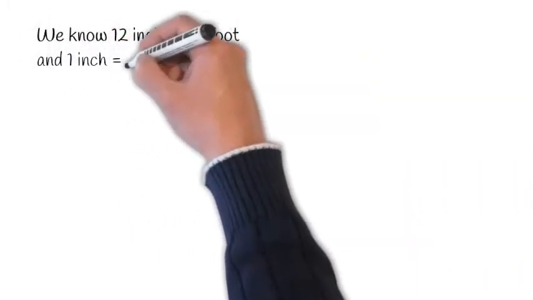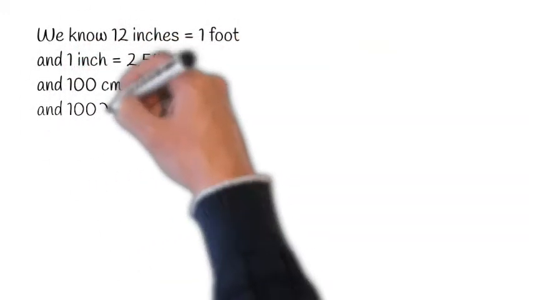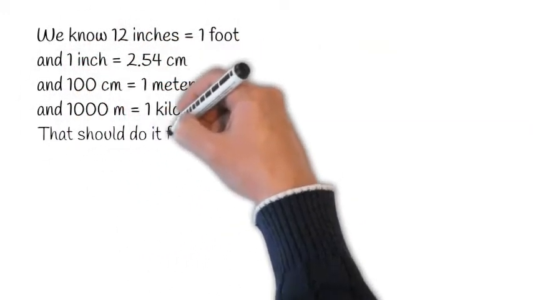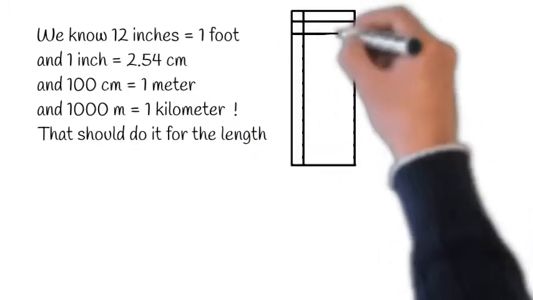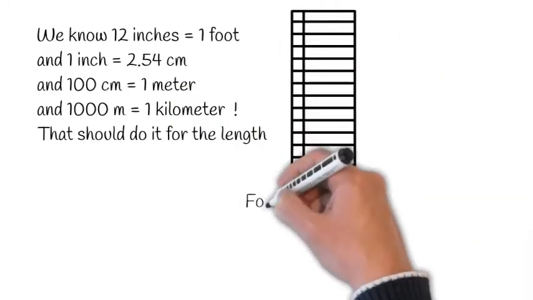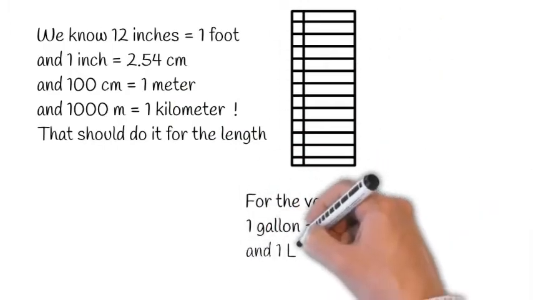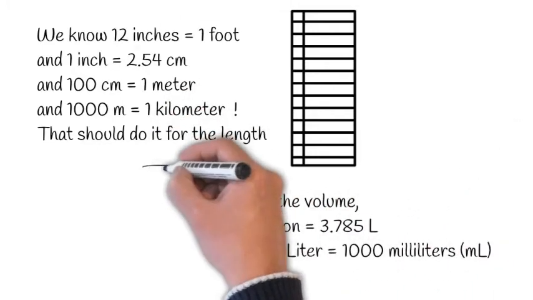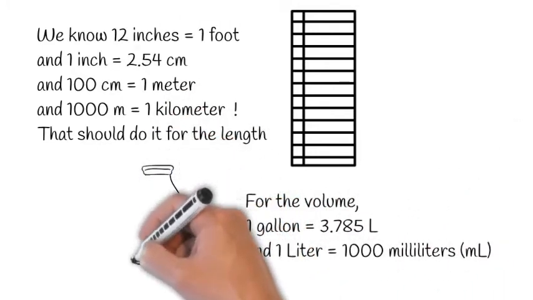So here we know 12 inches is a foot. Turns out an inch is 2.54 centimeters, 100 centimeters is a meter, and 1,000 meters is a kilometer. So that's what we need for the length. For the volume, a gallon is 3.785 liters, a liter is 1,000 milliliters, and that's all we need.